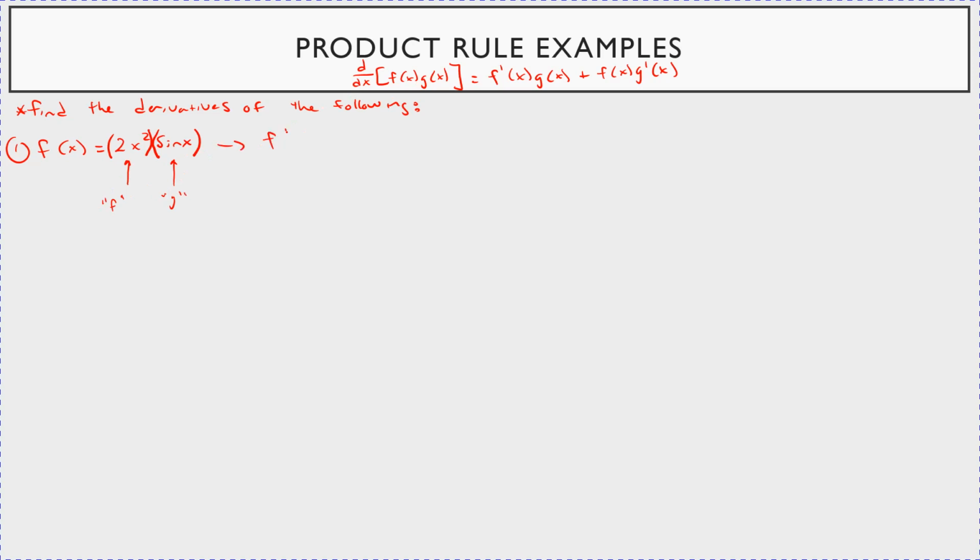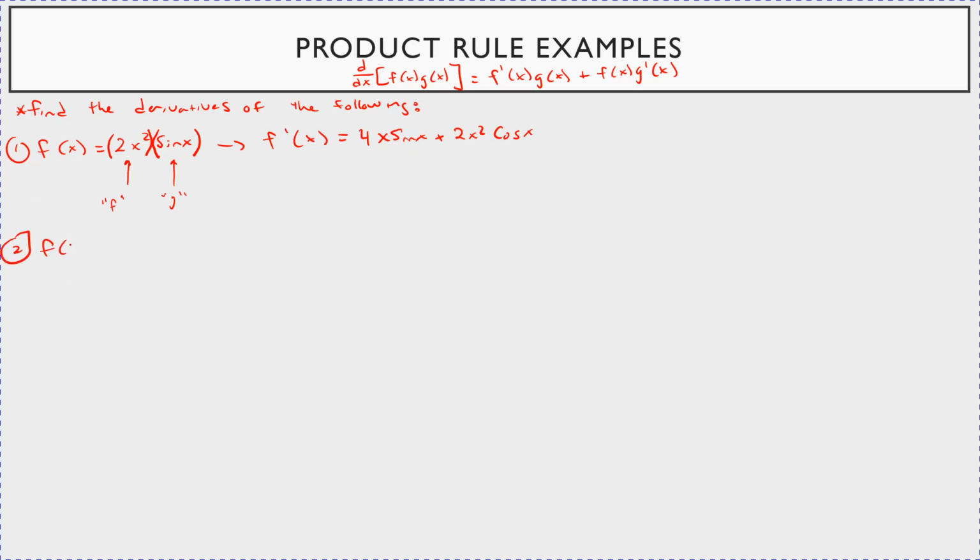So then f prime of x: you're going to take the derivative of the first function. The derivative of 2x squared: bring the 2 down, 2 times 2 is 4, so it's 4x, times g of x, so times sine of x. And then you're going to add to it: leave the first function alone, 2x squared, times the derivative of sine, which we know is cosine of x. And that's it. So let's try another one.